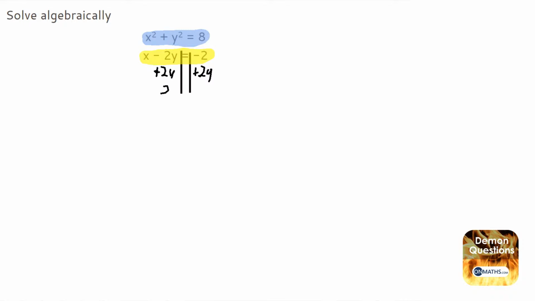So I get x equals, now I could write minus 2 plus 2y, but it's easier if I just write 2y minus 2, just looks nicer. Now I know that x equals that thing on the right hand side here. So I'm going to rewrite that first equation, but instead of x I'm going to write 2y minus 2.